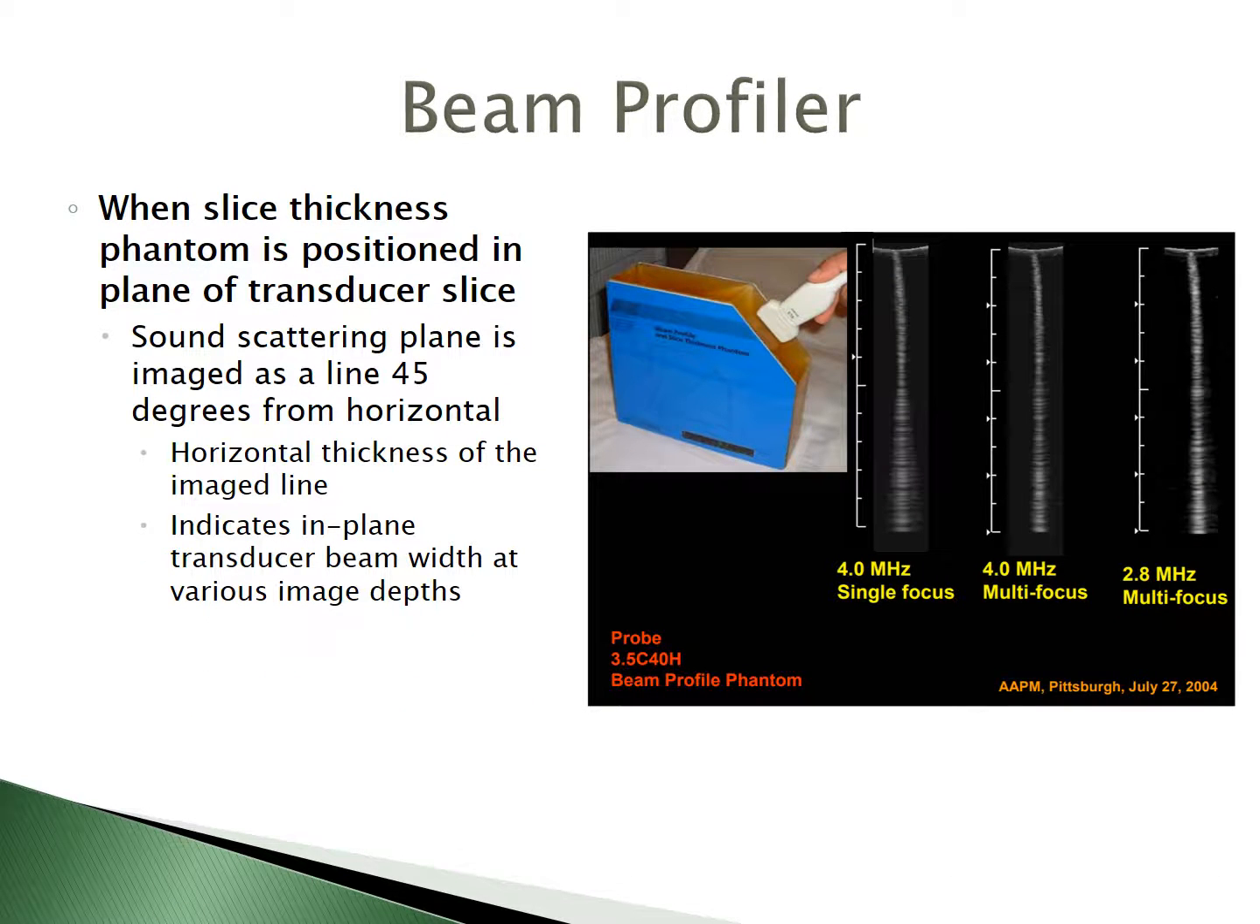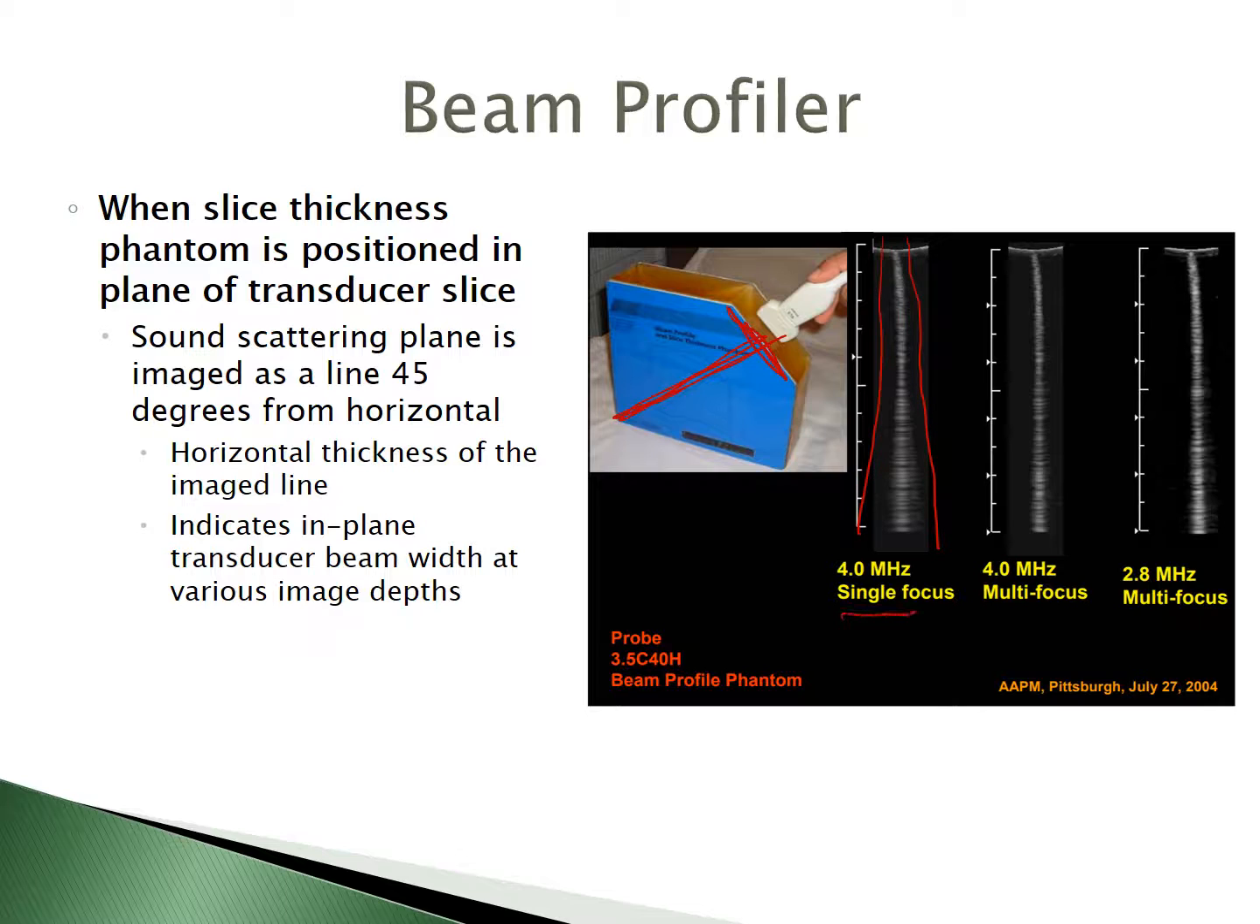So when we put the ultrasound transducer on that angled part right here, there is that scattered area running at a 45-degree angle through the beam profiler. So if we put the transducer right in the plane of that scattering line, we're going to see the beam's profile. We can see in our image here, this is actually an ultrasound beam showing us the width.